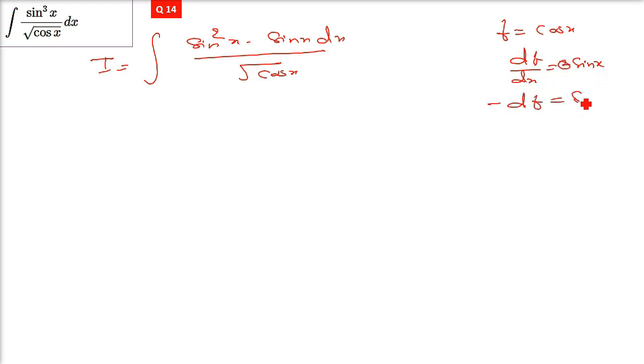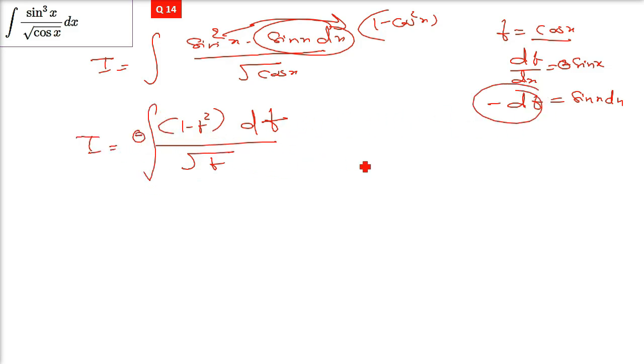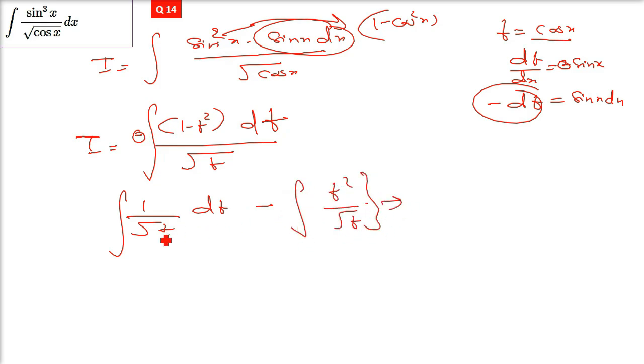Dx can be taken to the other side as cross multiplication. Negative dt is sin x dx. So this sin x dx is negative dt. This negative goes outside, dt will remain there. Sin square x, you cannot write it directly in t, but we have cos x equals t. So sin square x can be written as 1 minus cos square x. Now you can put t. So 1 minus t square dt, denominator of course under root t. So negative dt is there. So just put this negative in front. Okay, this minus we will deal with later. I'll just swap the places of the terms and that will accommodate the negative sign. So just separate these two terms: integration of 1 by under root t dt minus integration of t square by under root t.